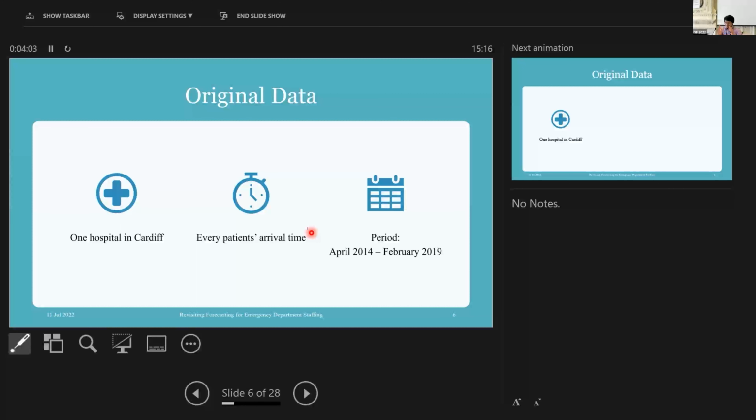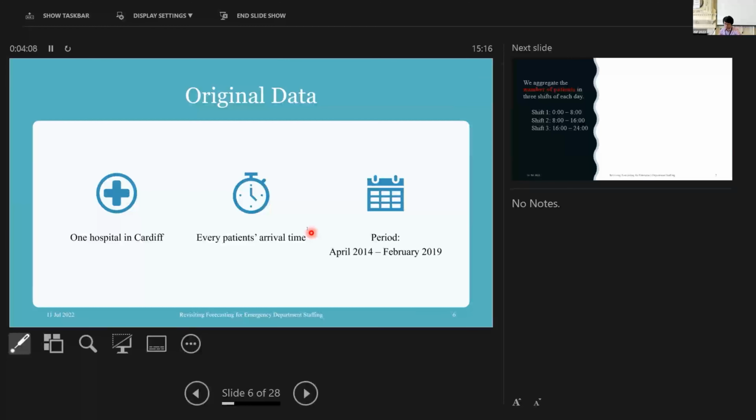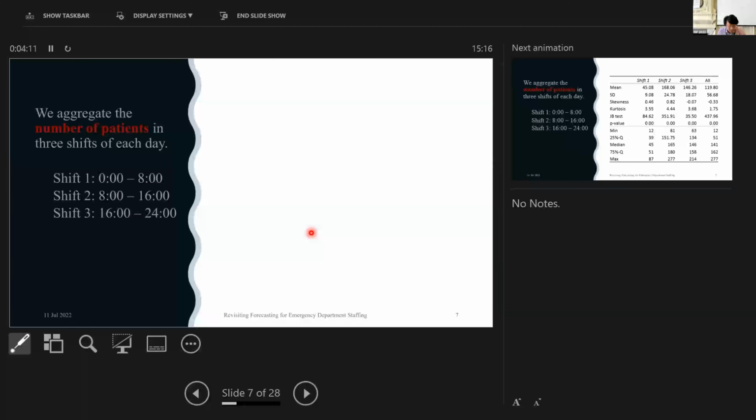We are going to do the first key step. The first key step is I'm going to count the number of patients in 3 shifts of each day. So 3 shifts means morning shift 1 from midnight to 8. Then the second shift 8 to 4 p.m. The last shift is 4 p.m. to midnight again. Why am I going to count the number of patients? This is because your staff is allocated per shift. So this is the thing I'm caring about.